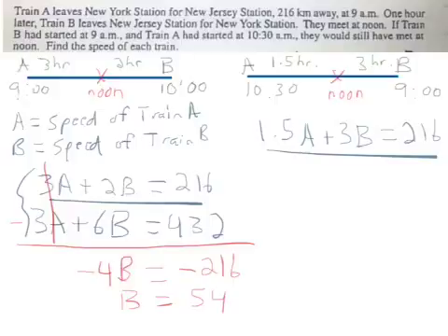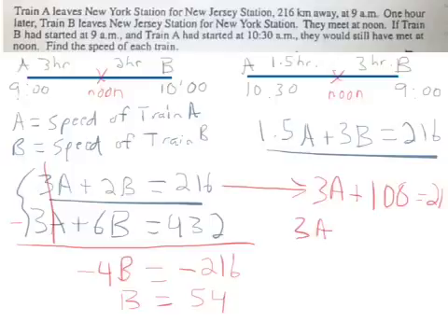I need to find A. So to do that, I just plug that back into one of my given equations. So let's take a look at this one right here. And I have 3A plus 2 times 54, which gives me 108, and that's going to equal 216. I'm sorry, I'm running out of room. I cannot write the 6 in there. So what I do is I can subtract 108 from both sides. I get 3A equals 216 minus 108, which will give me 108. Divide both sides by 3. I'm going to get A equals 36.